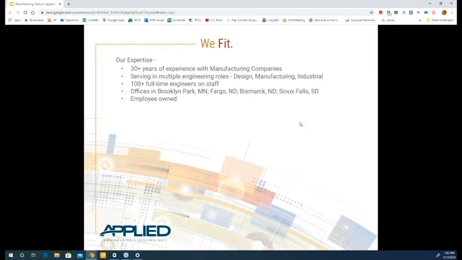So Applied has been around since 1986. We started in Fargo, North Dakota, where I'm at today, working from my lovely home. So if you hear a dog bark or a kid scream, just please ignore it, because that's life at our house. And we started in a manufacturing company. Like I said, it was over 30 years ago. We still work with that company today, along with many, many other ones.